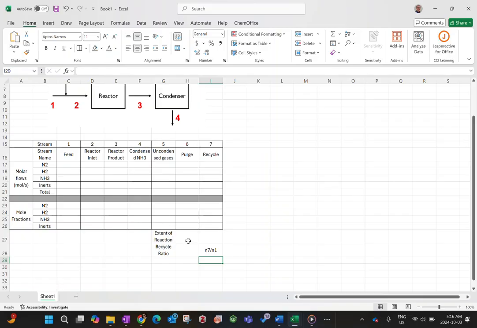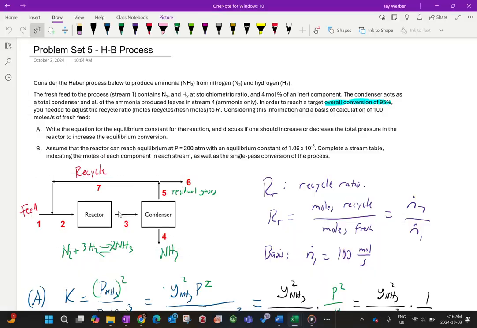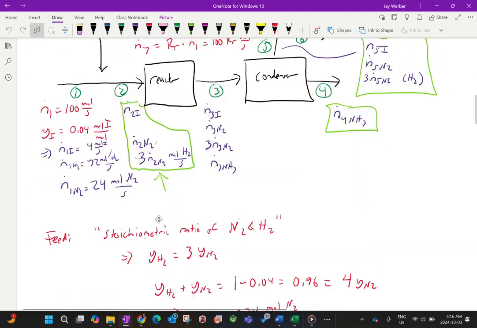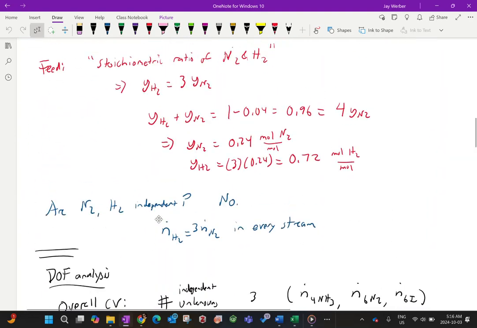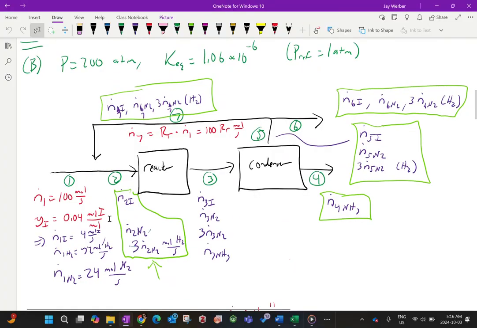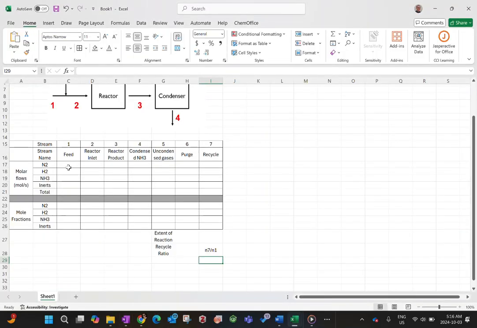Okay, so let's start putting in things that we know. We solved the overall CV and we solved for the feed. So let's put in the things we know. The feed was 100 moles per second. We had 4 moles per second of inerts. And when we solve for nitrogen, we had 24, and there's no ammonia. And the one thing that we have is that the hydrogen is just 3 times that of nitrogen. So I'm going to just set that as a function everywhere.